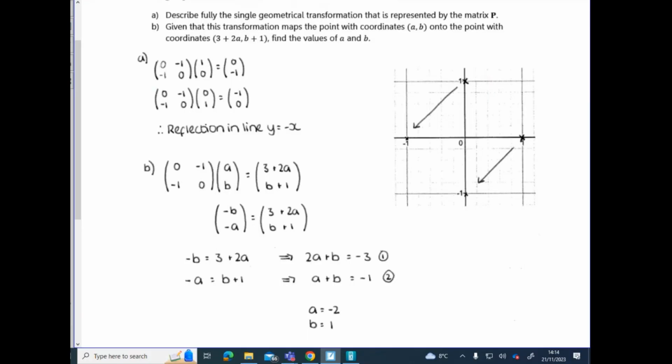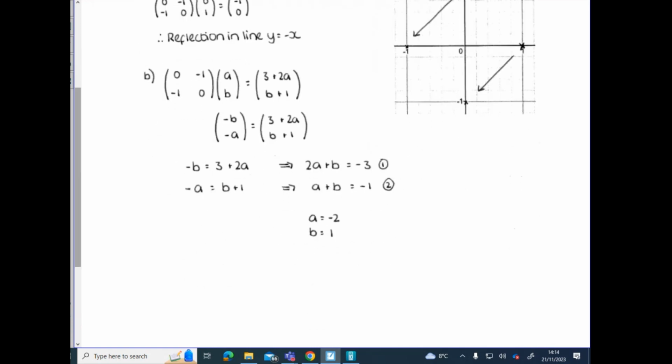So this is one that we've just done. It's the reflection in the line y equals minus x. If you wanted to work out what the transformation was from the matrix, apply it to those points 1, 0, and 0, 1 and see what happens. You can draw them on the diagram and then see there's been a reflection in the line y equals minus x. For the transformation and the coordinates, you do the matrix times a, b, that will end up with 3 plus 2, and b plus 1. You can get a pair of simultaneous equations to solve there, and you should end up with a is minus 2 and b.